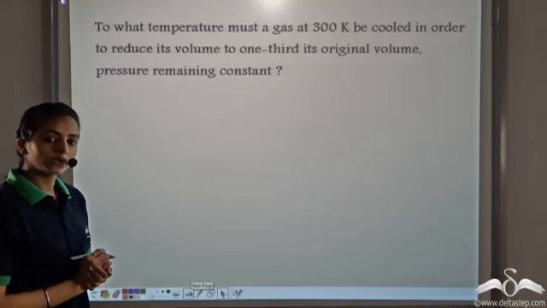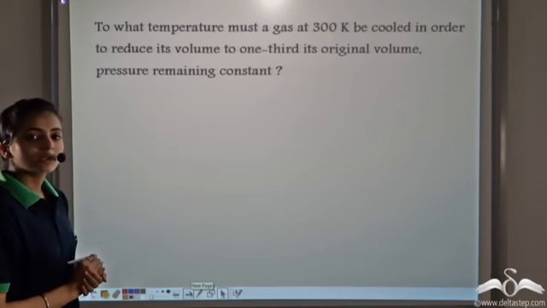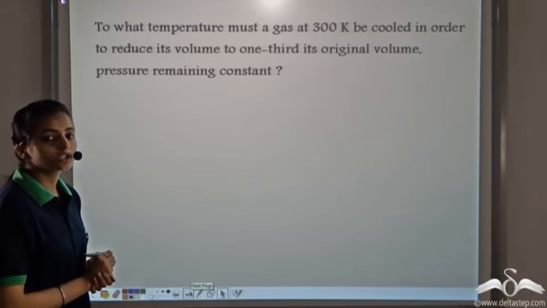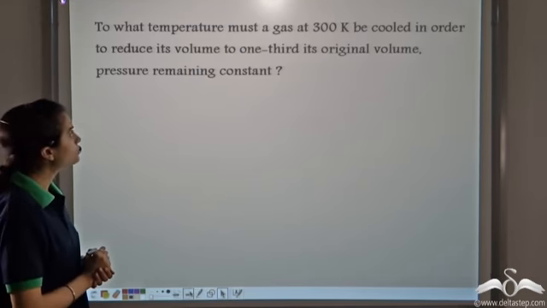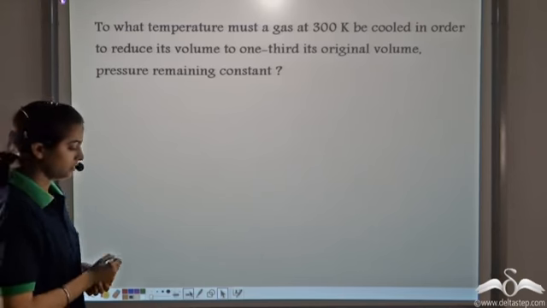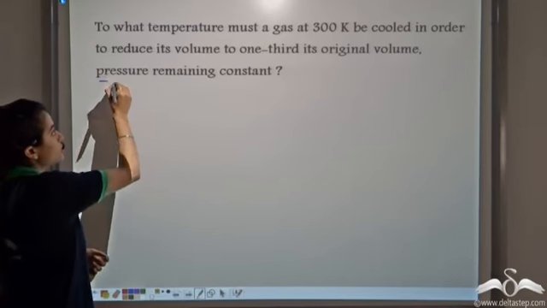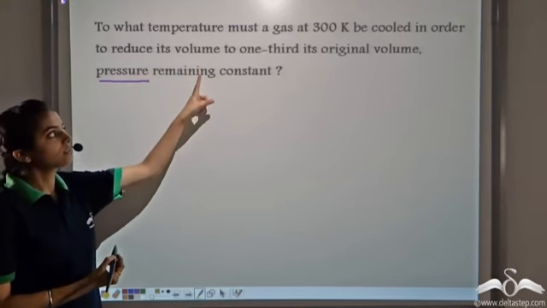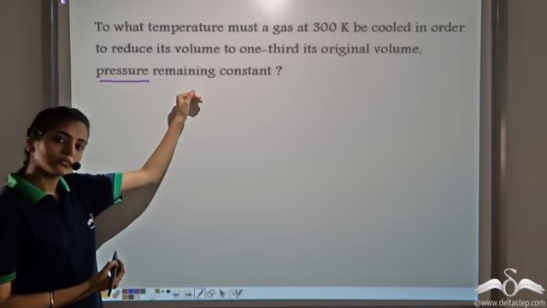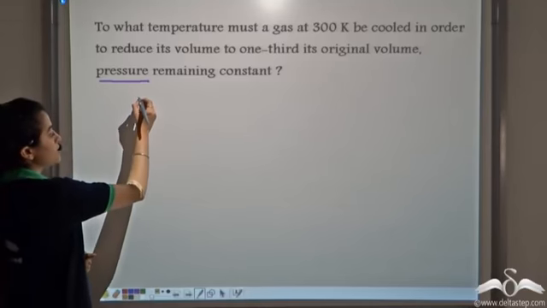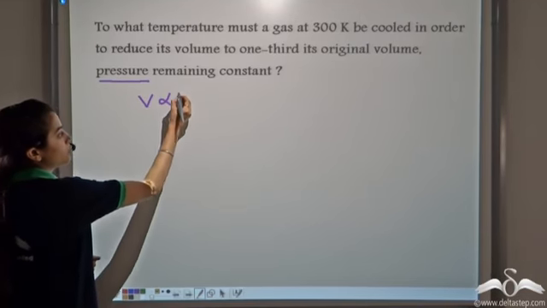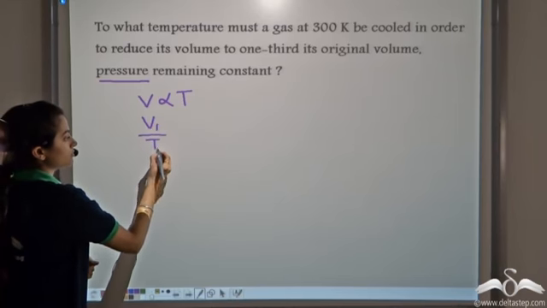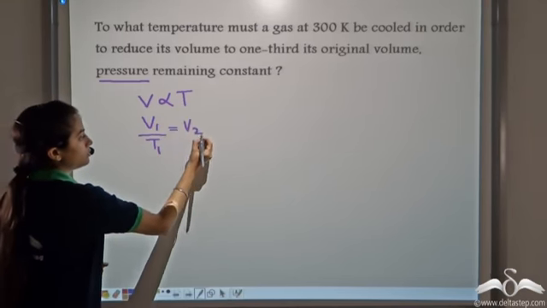Now let's try to solve a question. To what temperature must a gas at 300 Kelvin be cooled in order to reduce its volume to 1/3 its original volume, the pressure remaining constant? Since the pressure remains constant, this condition is valid for Charles' law. So let's use Charles' law here. It states that volume is directly proportional to temperature, or V1 by T1 is equal to V2 by T2.